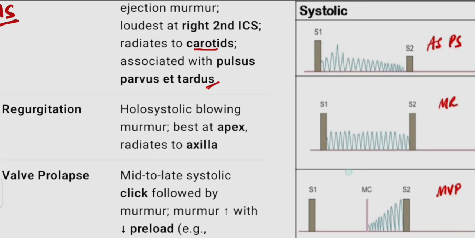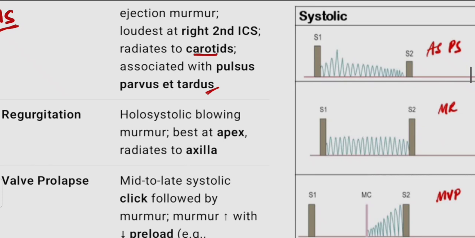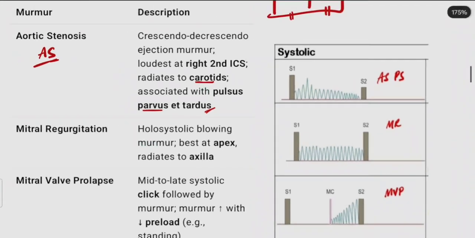And the smallest is parvovirus, right? The smallest DNA virus. So that is why it's called smallest. Parvo is smallest. So here, pulsus parvus et tardus. Now it will make sense as well.